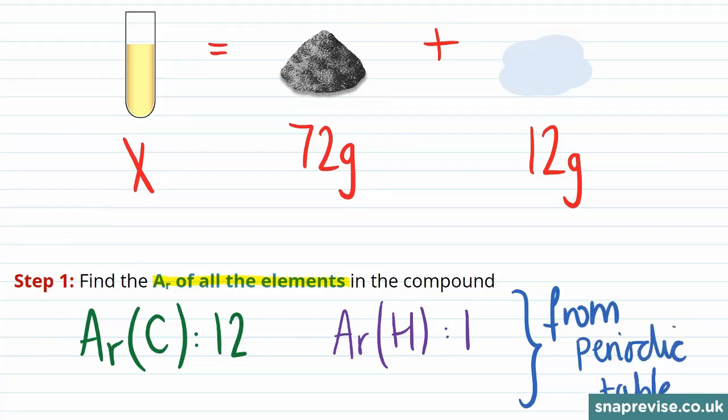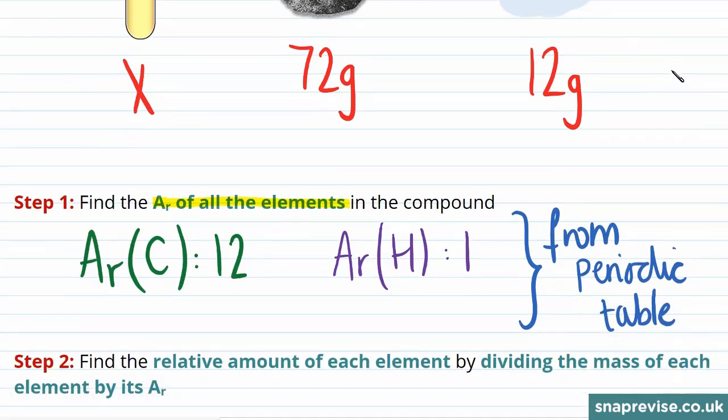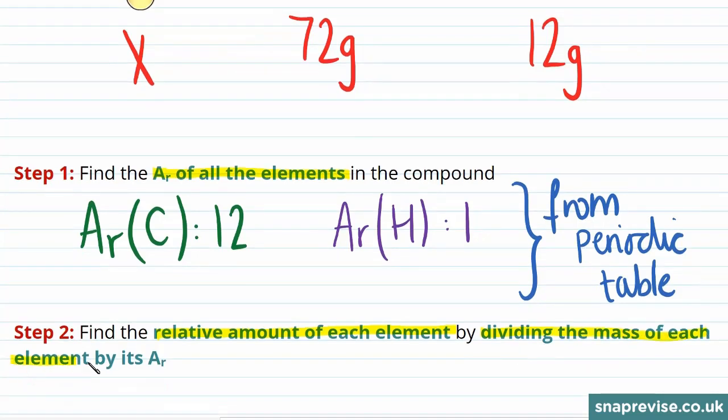The next step is to recognise that the relative atomic mass gives us an indication of how much one atom of these elements weighs. And therefore, we can find the relative amount present of each element by dividing the total mass of each element present in the compound by its relative atomic mass, giving us a relative ratio of the number of atoms of carbon and hydrogen present within the compound.